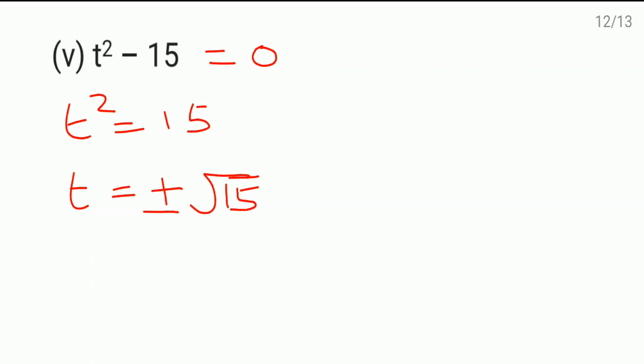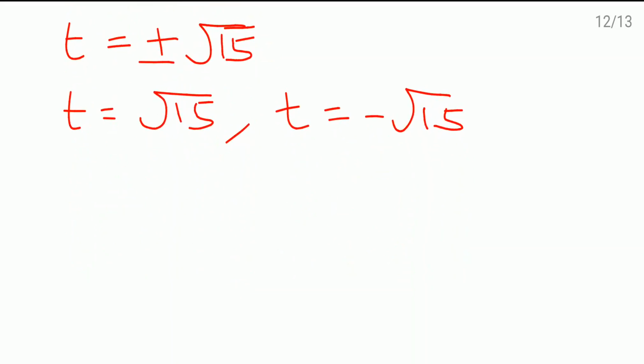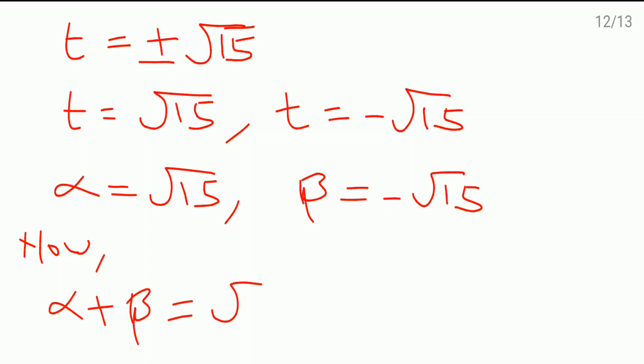Okay, so now one t, which is equal to root 15, and another t, which is equal to minus root 15 here. See here. So I got the alpha here. So alpha, which is equal to root 15, and beta, which is equal to minus root 15. Now we'll just add them. Sum of the zeros, root 15 minus root 15, answer comes as 0, and minus b by a.